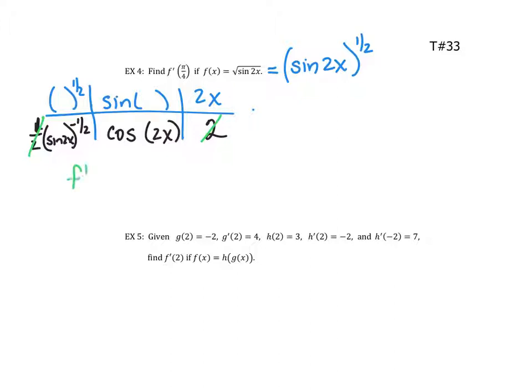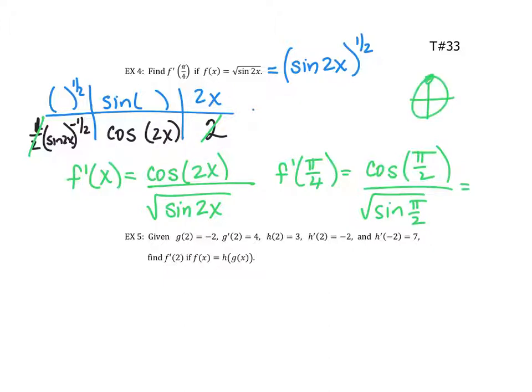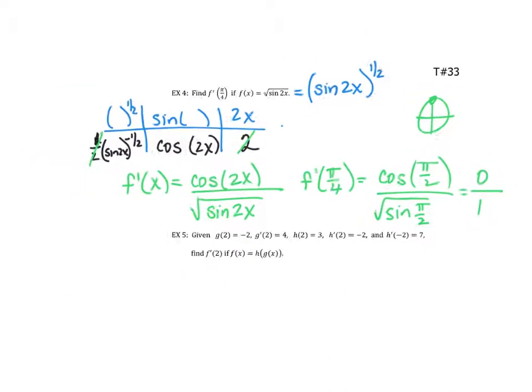So my derivative, f prime, is going to be the cosine of 2x over, again, lots of times with negative exponents in case they just ask this. That would be the cleanest way I could write that. And so if I'm doing f prime at pi over 4, then I get the cosine of pi over 4 times 2 is pi over 2, and the square root of the sine of pi over 2. Well, the cosine of pi over 2 is 0. The sine of pi over 2 is 1. I get 0 over 1.